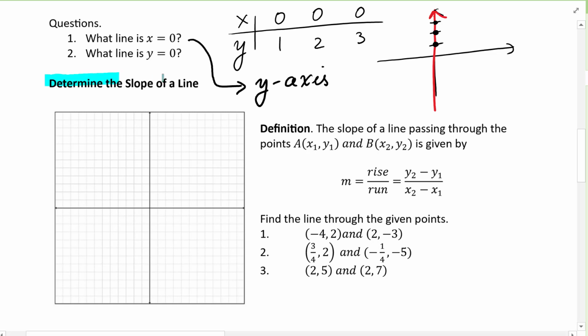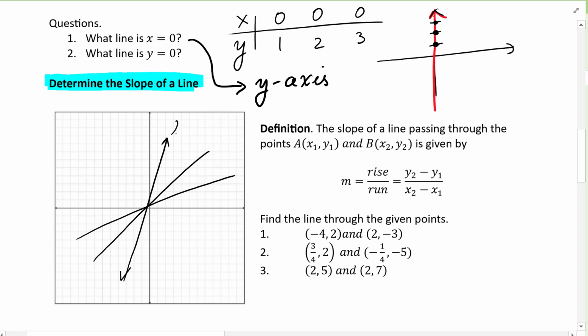Now let's take a look at the slope of a line. If we take a look at these lines, line 1, line 2, line 3, we see that each of them has a different steepness. This steepness is measured by the slope, which is labeled by m, and it's the rise over run. Basically, it's measured by how much it changed in y and how much it changed in x between the 2 points.